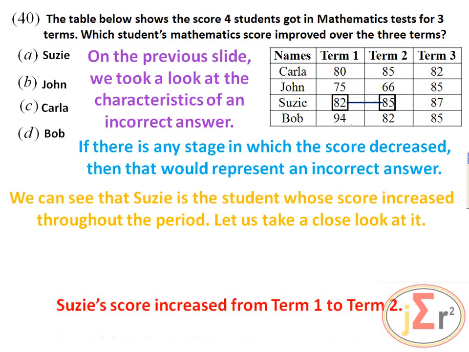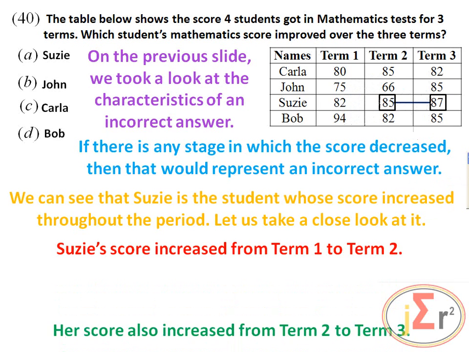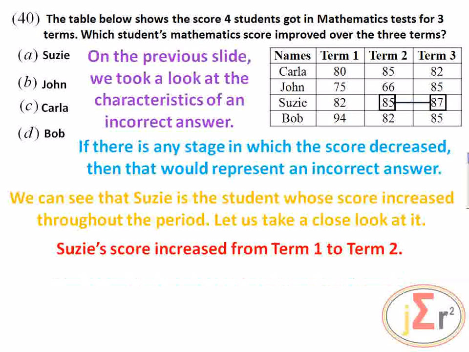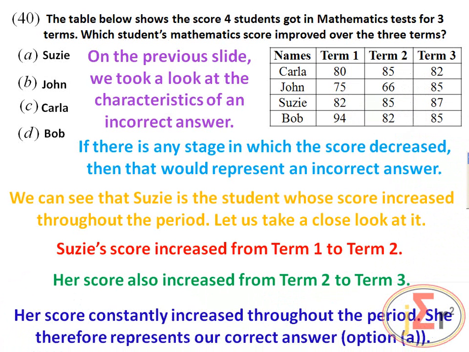So right there, Susie's score increased from term 1 to term 2. Is that right, Jerry? Yes. Her score also increased from term 2 to term 3. Is that right? Yes. Right. Her score constantly increased throughout the period. She therefore represents our correct answer, and that is represented by option A.